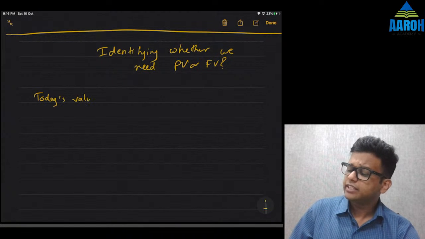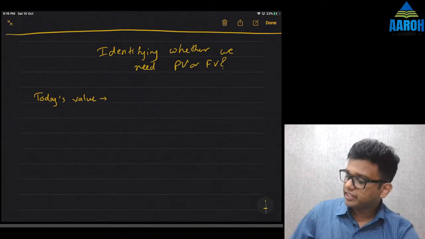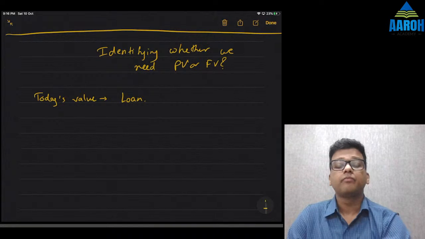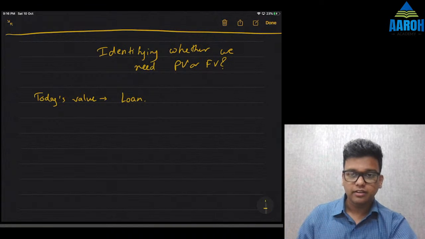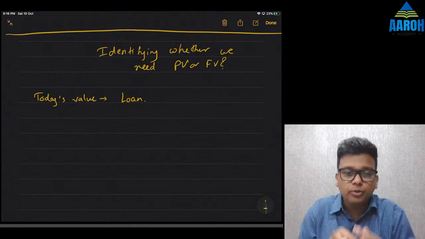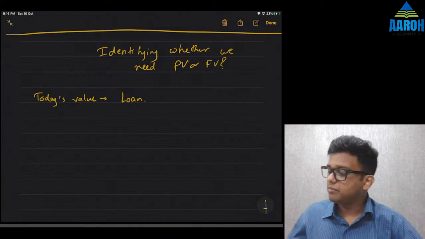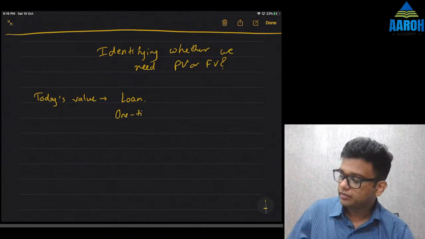In which cases will we need today's amount? अगर हमने लोन लिया, if we have taken a loan, then we might need today's amount. Then if we are investing something today, if we are investing a lump sum amount today and we are going to get something every month or every year, then we might need today's value. Okay, one-time investment.